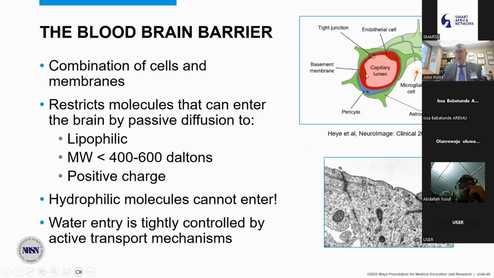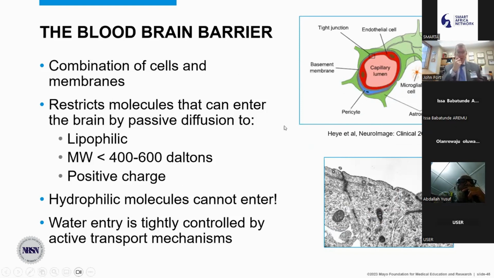So you have your capillary endothelium, and these capillary cells are held together with these things called tight junctions that keep out just about everything that's in the lumen. Then you have a basement membrane, and then you have an astrocytic end foot. And the combination of all of these things form the blood-brain barrier.